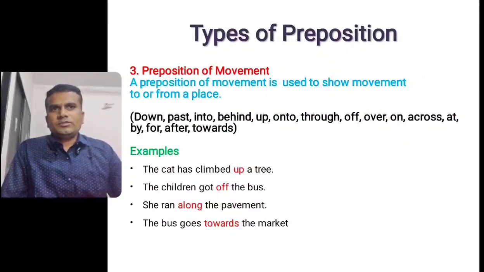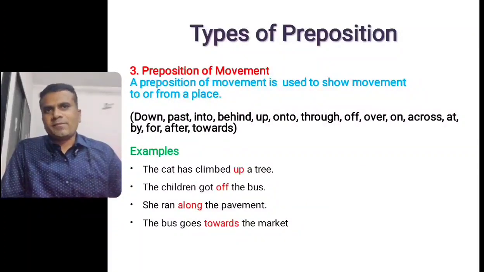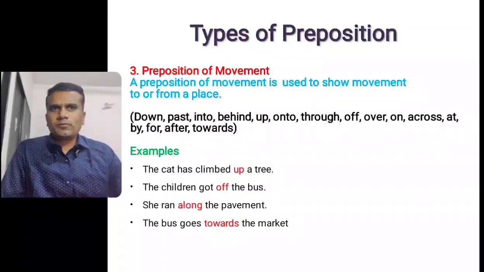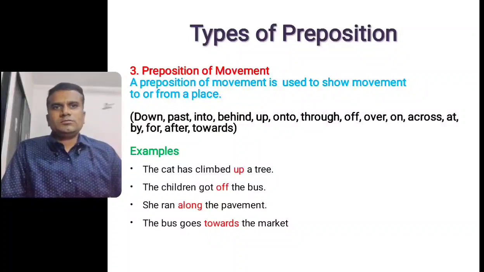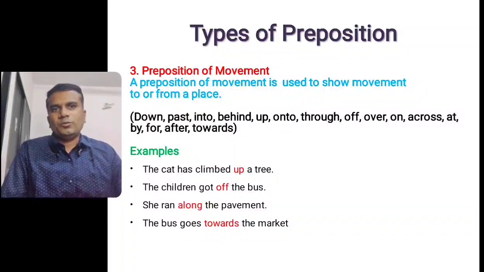Now the third type of preposition is preposition of movement. A preposition of movement is used to show movement to or from a place. The list of prepositions of movement is given in the bracket. Down, past, into, behind, up, onto, through, off, over, on, across, at, by, for, after, towards. See, these are the prepositions of movement.